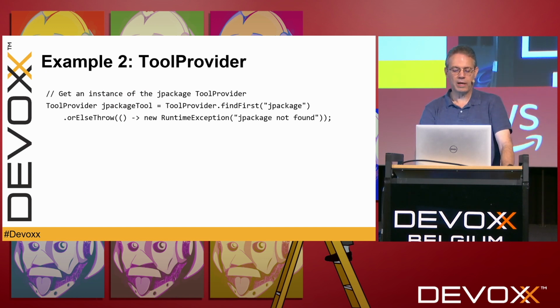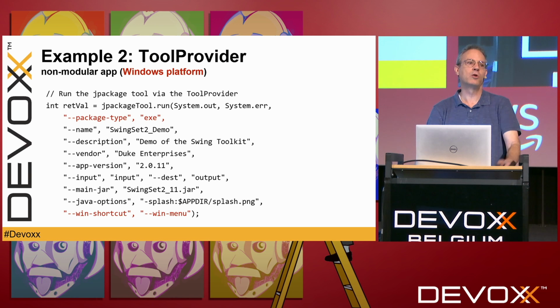So we also hope to provide a tool provider option. That's something that's used by other tools like javac and javadoc, to allow you, from a program, usually from some sort of build tool that you want to integrate, without having to exec a new process, to call into the jpackage tool. So in this case, we first find the jpackage tool, and then we use it in a way that looks a whole lot like the previous shell script example. You pass in the list of arguments as strings to that run function.